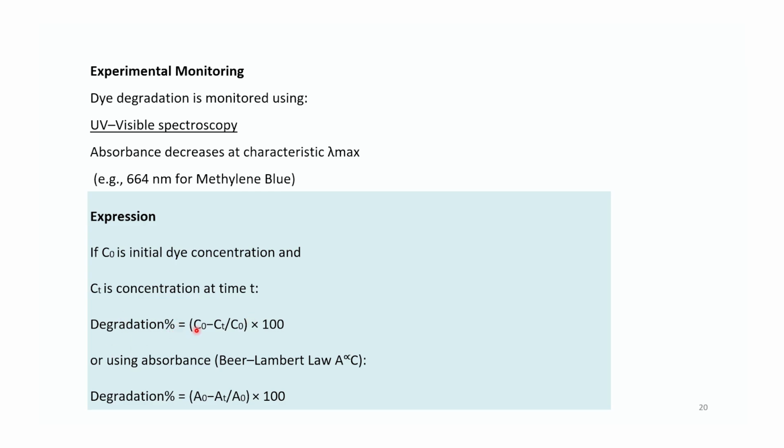So degradation percentage is (C0 minus Ct) upon C0 into 100. That is the degradation percentage. C0 is the initial dye concentration, and Ct is the concentration at time t. Or you can also use the absorbance formula from the Beer-Lambert law, taking into consideration that absorbance is proportional to concentration. So degradation percentage will be (A0 minus At) upon A0 into 100. That is the corresponding absorbance: A0 is the absorbance of the initial dye concentration, and At is the absorbance of the dye at that particular time t.